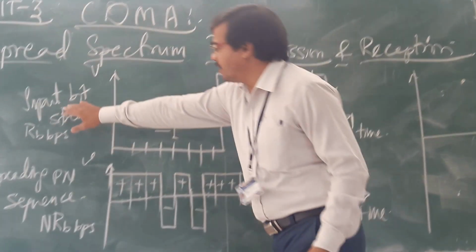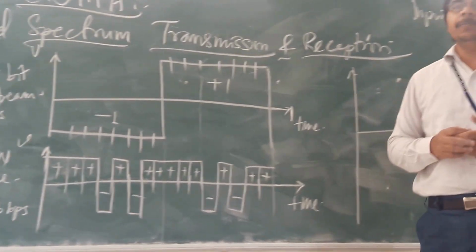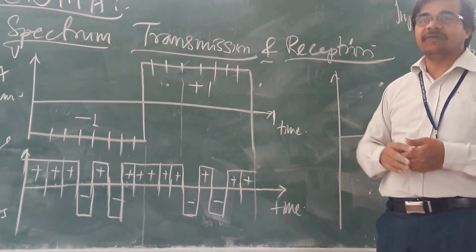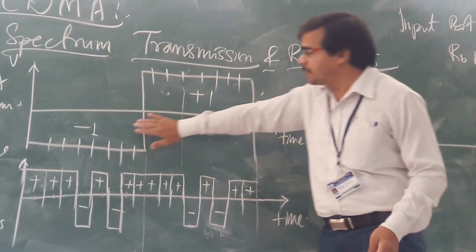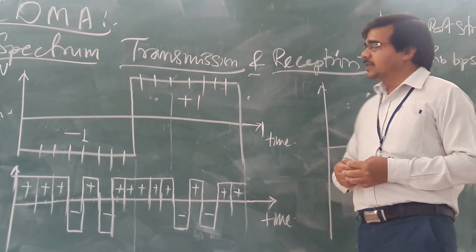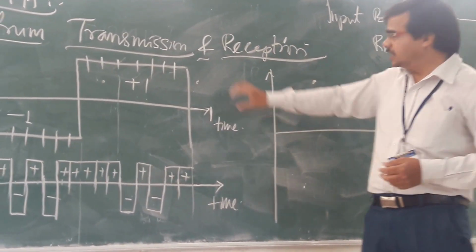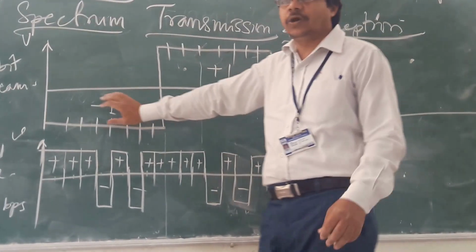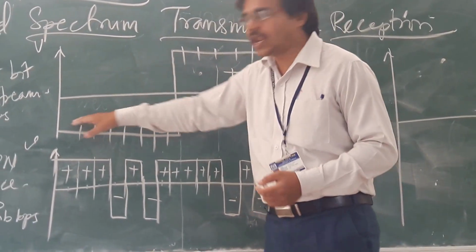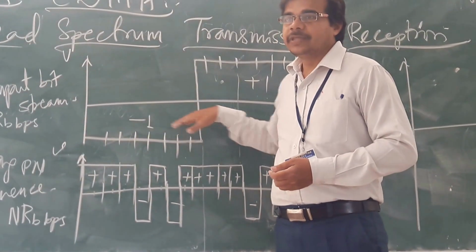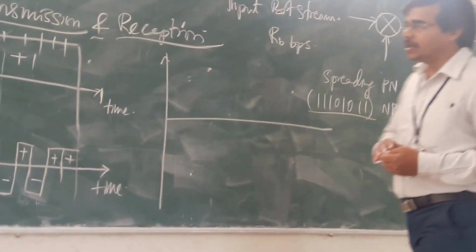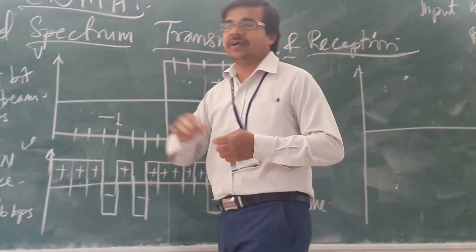So the input bit stream is kept simple as -1 and +1. In terms of binary, -1 indicates 0 and +1 indicates 1. If you consider it in terms of voltage, this will indicate 5 volts and this will indicate 0 volts. Here we are considering 8 bits, and we have the spreading PN sequence.